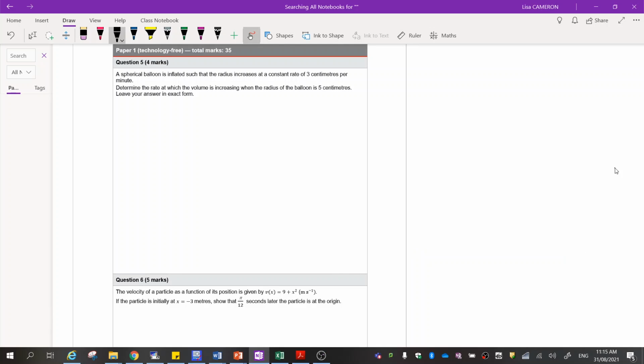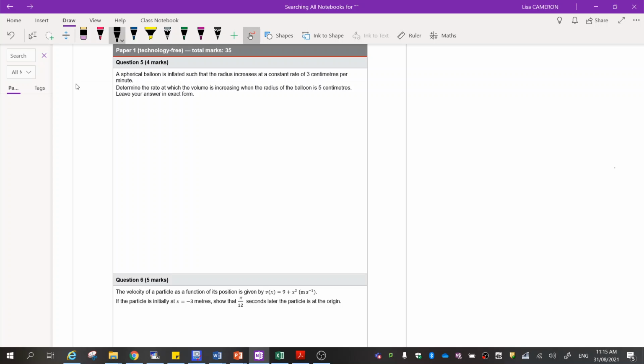Okay, so with questions that look like this, the trick really lies in reading the question and making sure that you state things very obviously. So: a spherical balloon is inflated such that its radius increases at a constant rate of 3 centimeters per minute. So we're going to start noting some stuff down.